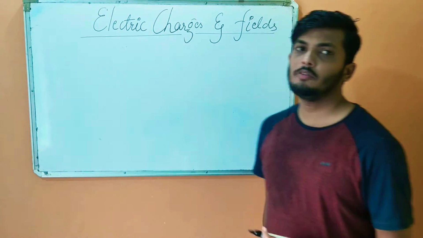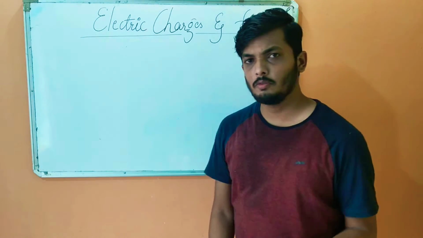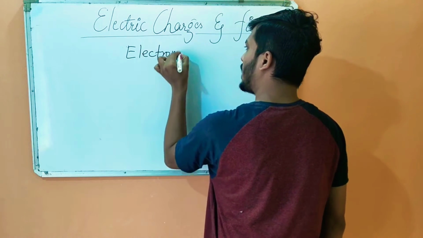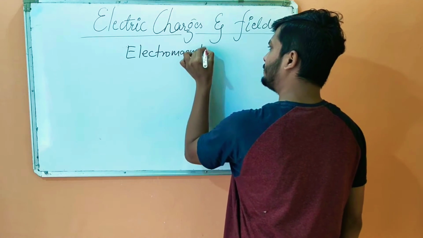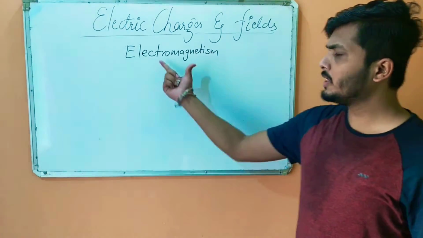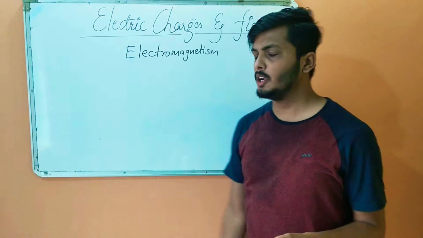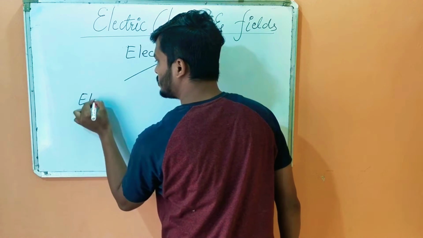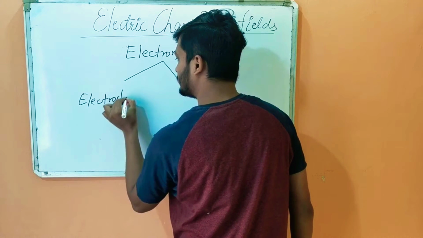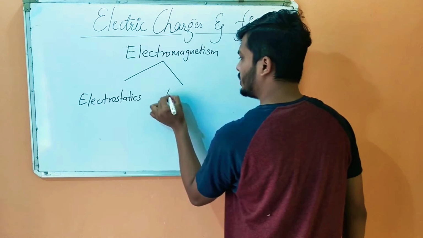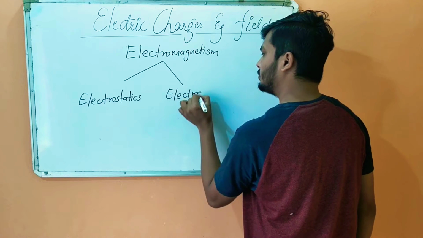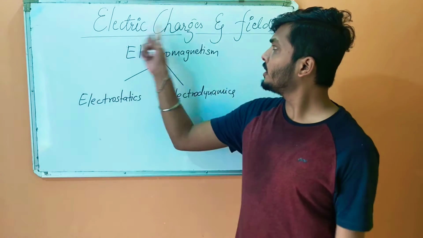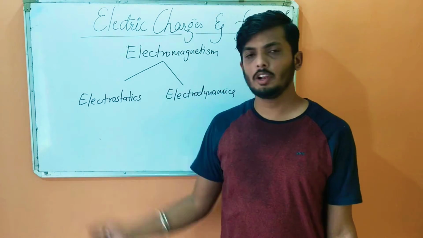Now this electric charges and fields comes under a very big theory in physics which is known as electromagnetism. Now this is quite a big theory, and this theory is again subdivided into two parts. The first one is electrostatics and another one is electrodynamics. Now, this electric charges and fields comes under the section of electrostatics.